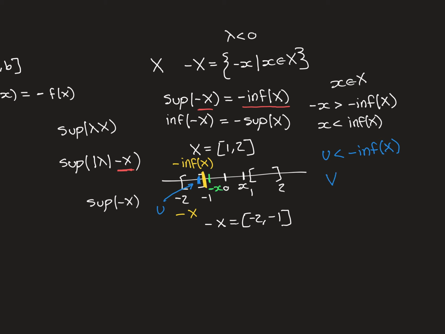So all the elements in minus x are of course from the original set big X just multiplied by negative 1. So for all little x an element of big X, it must be the case that minus little x is less than or equal to u.